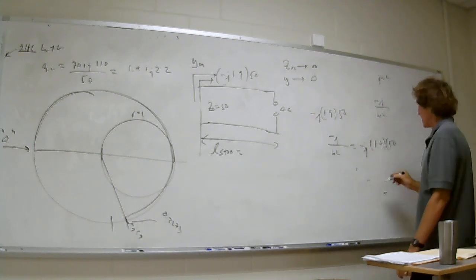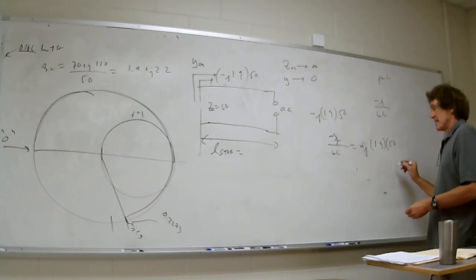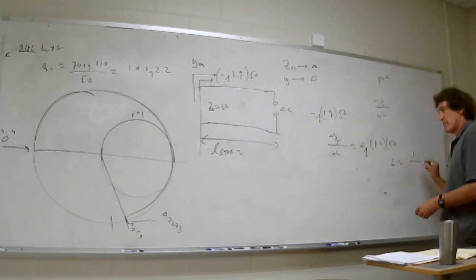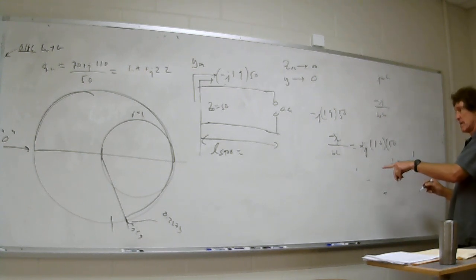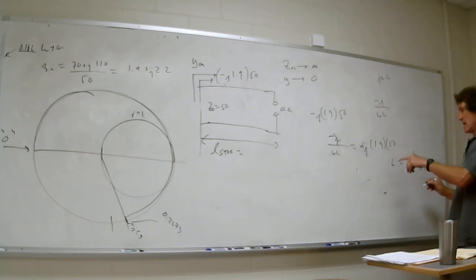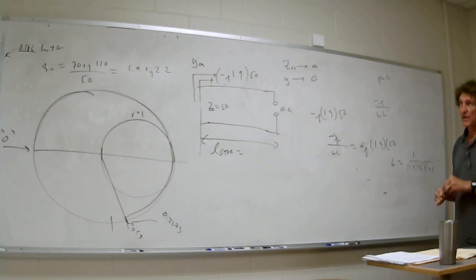And you can see right here, the minus J's go away, right? And you find the L itself is equal to really what? 1 over 1.9 times 50, divided by omega, whatever omega is. That would be L. You all follow me on this? Yes. There's nothing tricky here. I know where you're going, but I'm trying to make sure everybody sees this part.